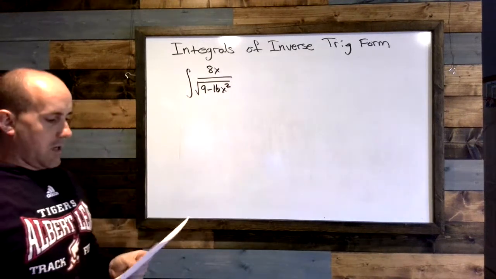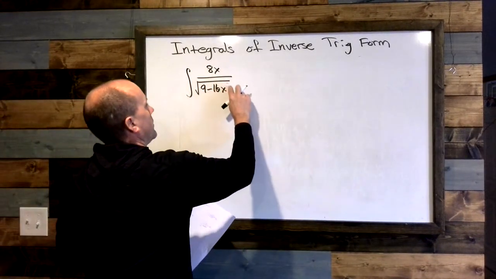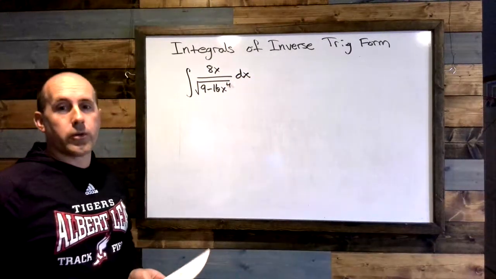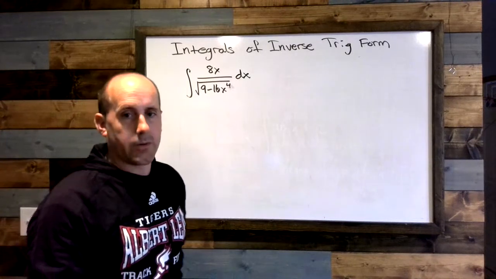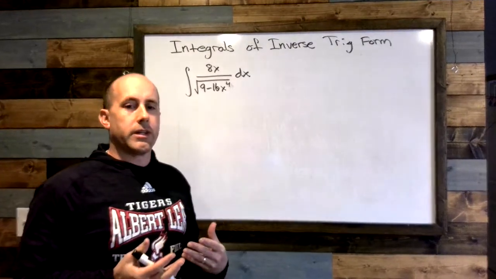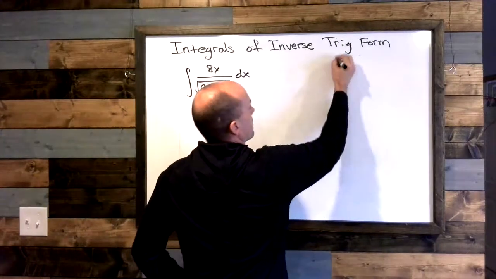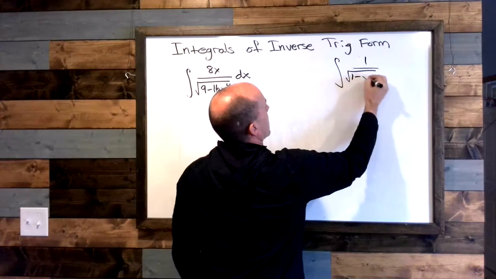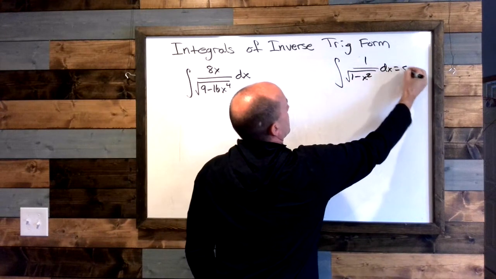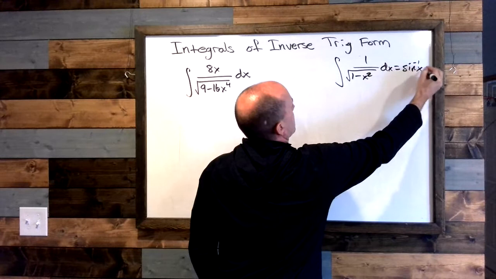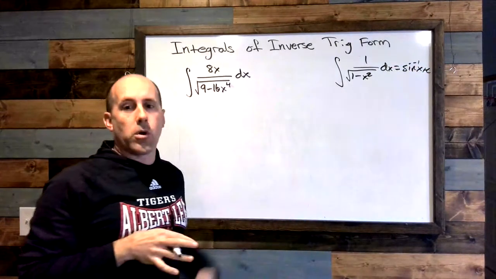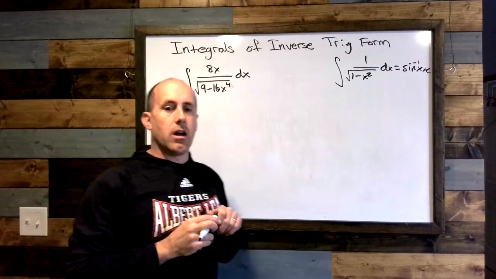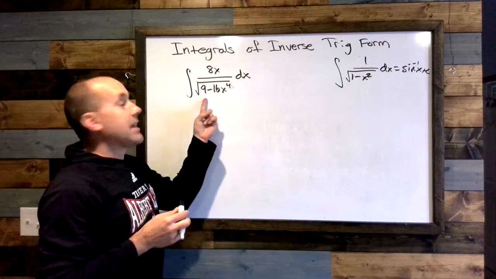Look at the integral of 8x over the root of 9 minus 16x to the fourth. Okay? So the important thing in this situation is to recognize it fits the form: the integral of 1 over the root of 1 minus x squared dx is sine inverse of x plus c. So that's the form that we're fitting. We need to make it look like that. In order to make it look like that, we have to factor something out. We can't have a 9 there.